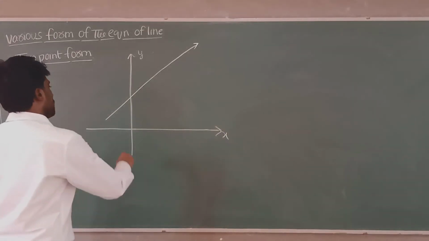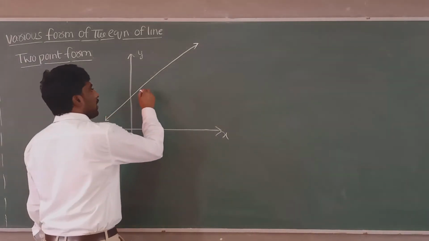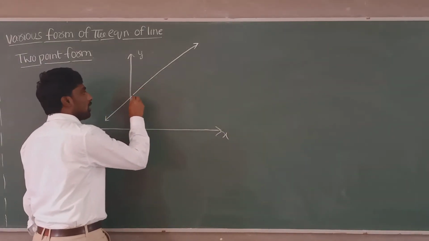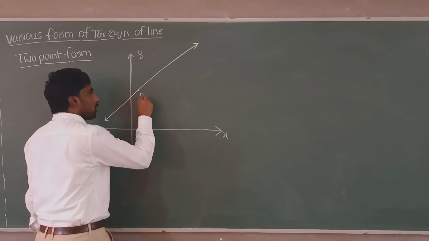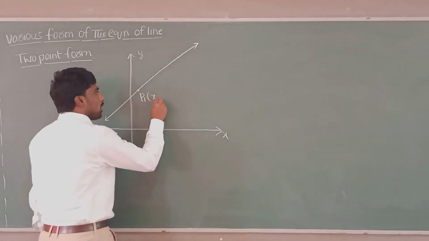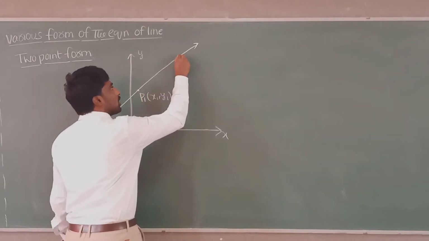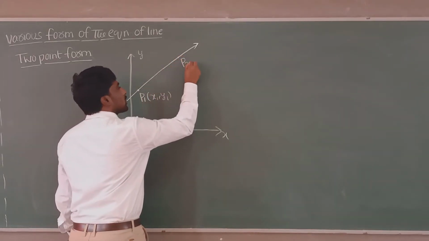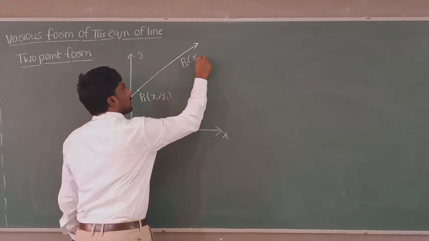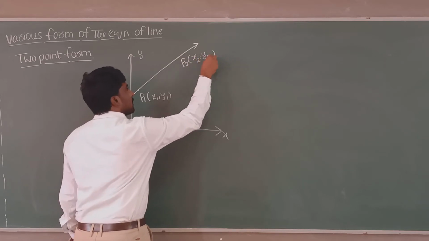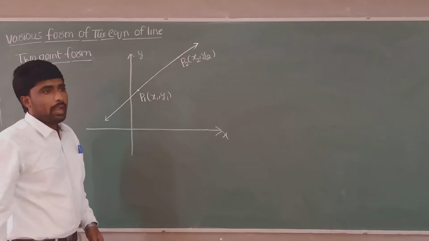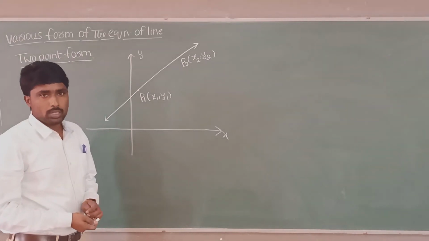Now, you see here. Let me take two fixed points. This one is P1, x1 comma y1. Let me take this one as P2, x2 comma y2. Is it clear, everyone? Now the straight line means a collection of so many points.